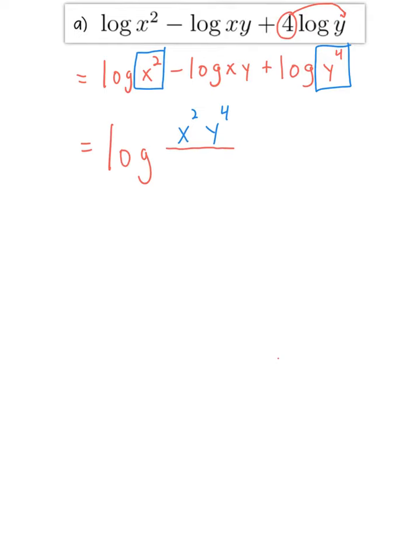Okay, and then if we look at the log here, the middle log is subtracted. That means its argument is going to go on the bottom of this fraction. So this xy comes from a log that's subtracted, so that xy goes on the bottom. Okay, and again, we could simplify this more, but we're not going to focus on that right now and just leave it like that.